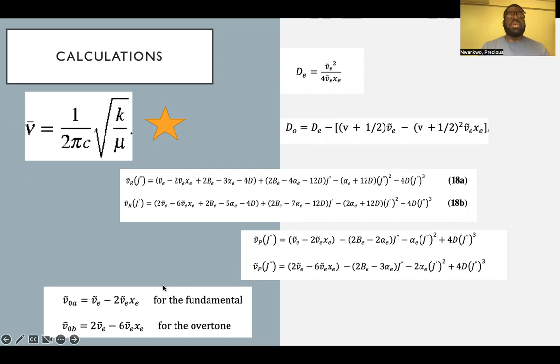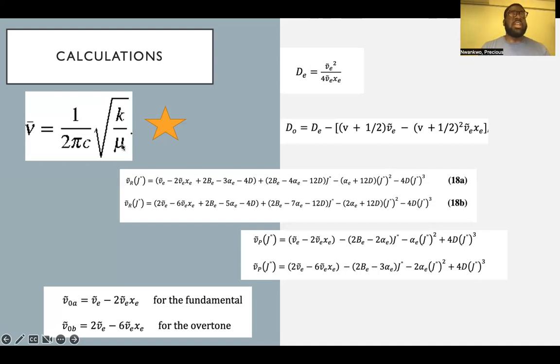These can then be used to solve for the different set of variables that we have, which are our VEXE, our VE, our V fundamental and our V overtone, which could then be solved for our DE and our D naught, which can all be found using our V. Then using that V that we eventually solve for, we can plug it into this equation here, which is going to give us our K. And this is what we really care about.